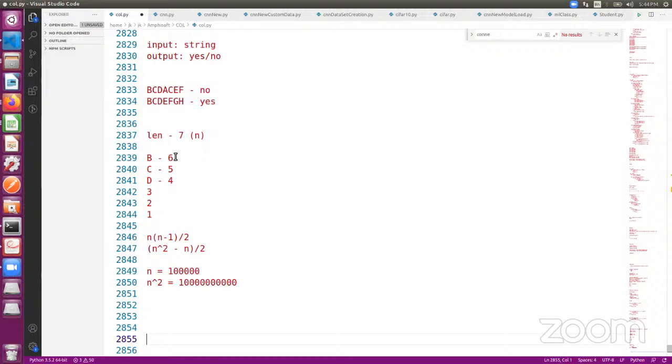Now to further reduce it, I told you that we can use some additional space. For that, I'm just going to use flag values. Flag values means if B is occurring, I'll mark the flag for B as 1, that is, it has occurred. Then if C has occurred, I'll mark the flag for C as 1. So what I would do is, one minute, let me open the Excel sheet.